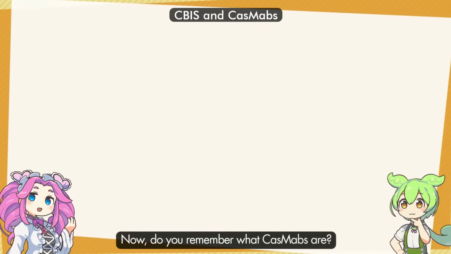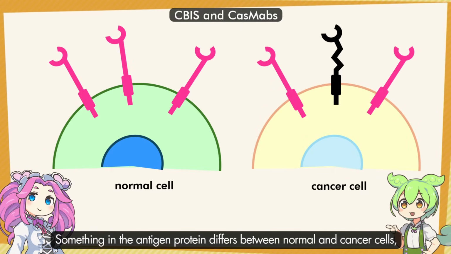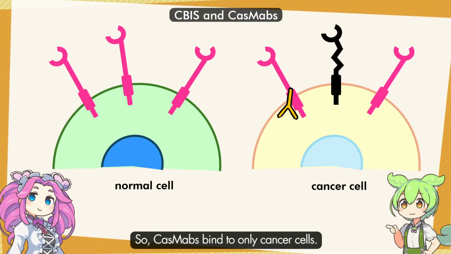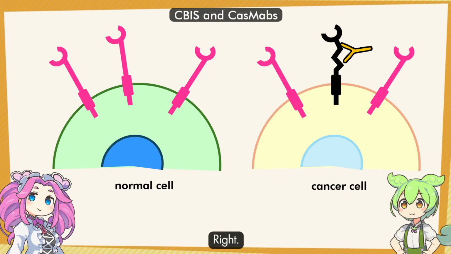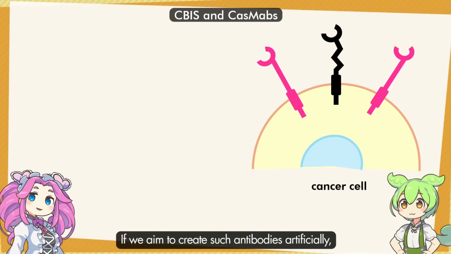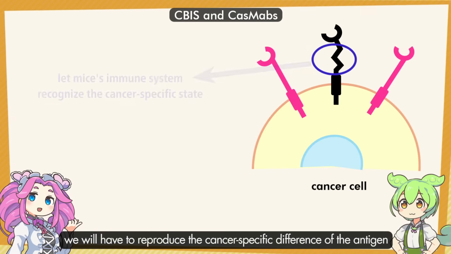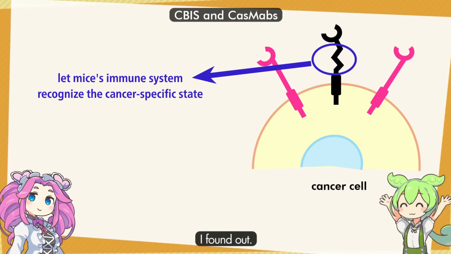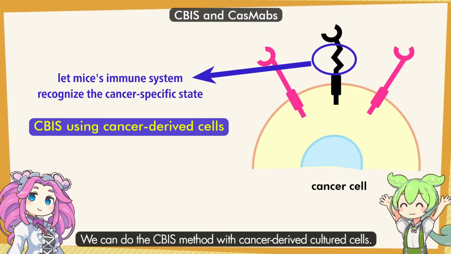Now, do you remember what CasMabs are? Something in the antigen protein differs between normal and cancer cells, and CasMabs recognize the difference. So, CasMabs bind to only cancer cells. Right. If we aim to create such antibodies artificially, we will have to reproduce the cancer-specific difference of the antigen, and have mice's immune system recognize it. I found out. We can do the CBIS method with cancer-derived cultured cells.